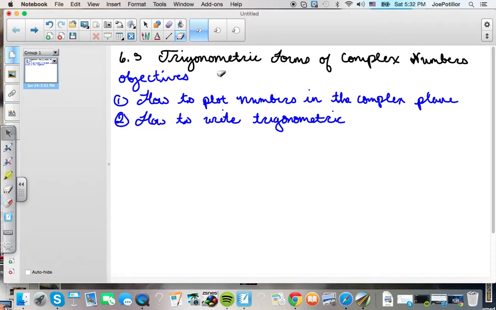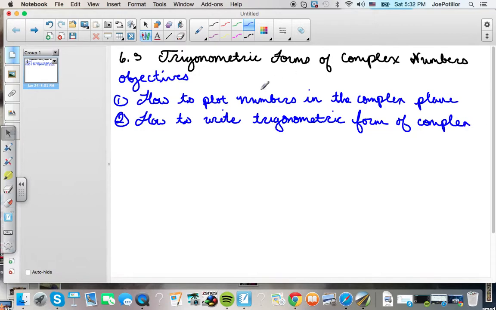Hideous. Third objective is how to multiply and divide complex numbers.